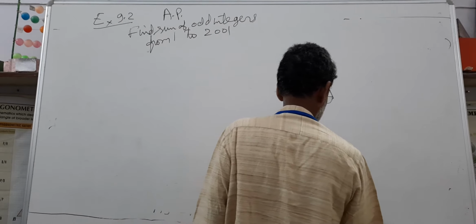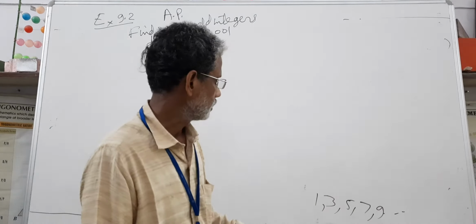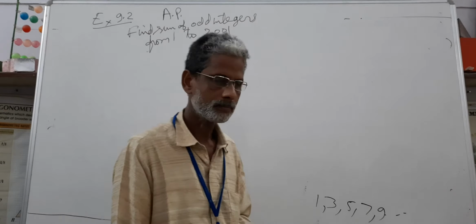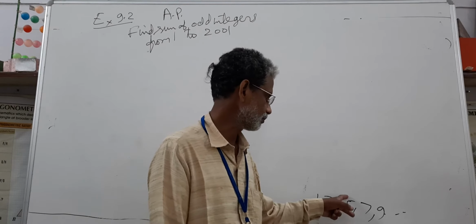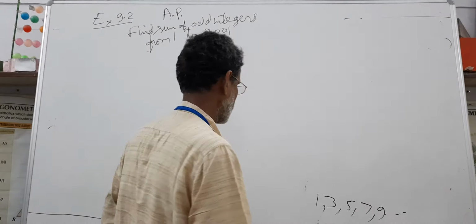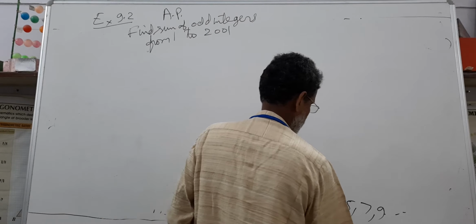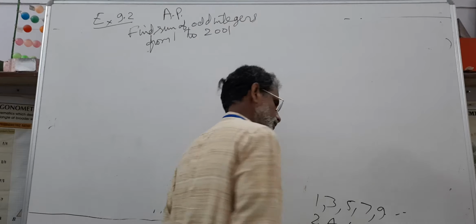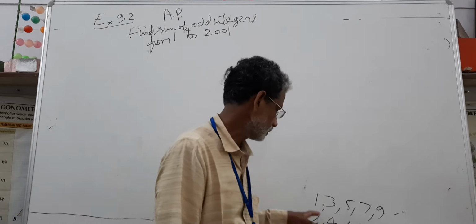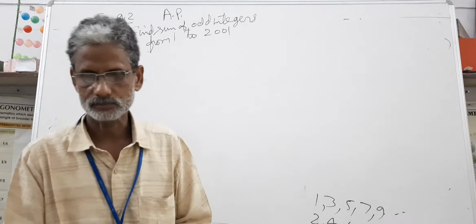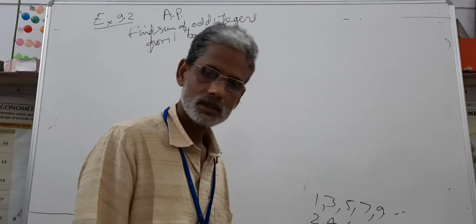1, 3, 5, 7, 9 are odds. These numbers form an AP with common difference 2. 1 plus 2, 3, 3 plus 2, 5, 5 plus 2, 7. First term 1. 2, 4, 6, 8, 10, 12 are also AP, with first term 2, common difference 2. These are even positive integers. These are odd positive integers.